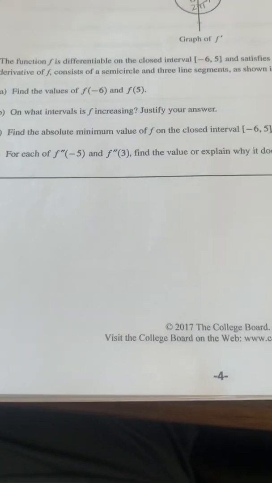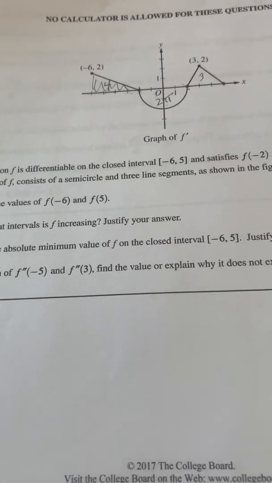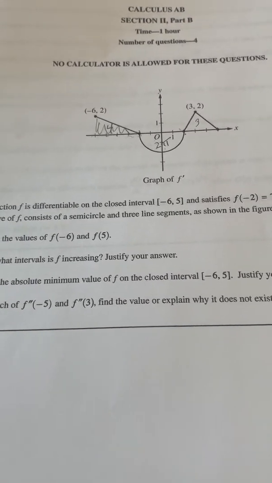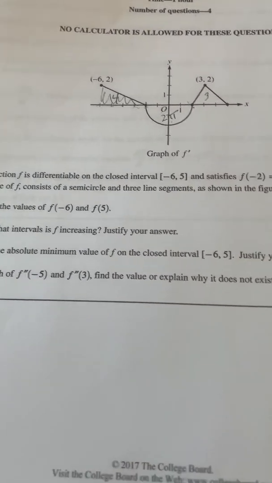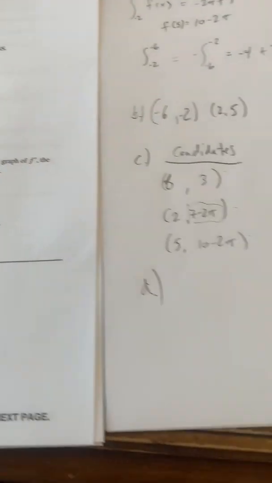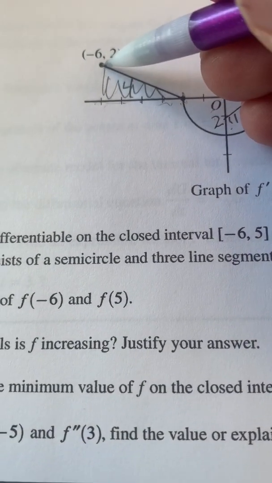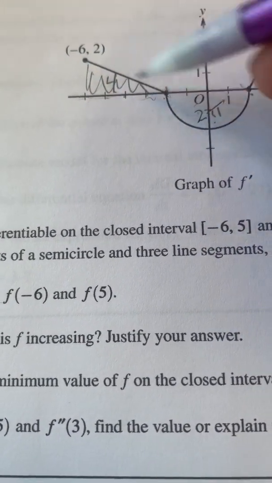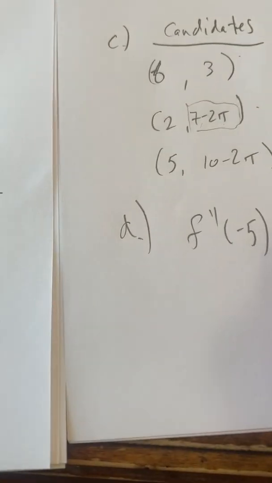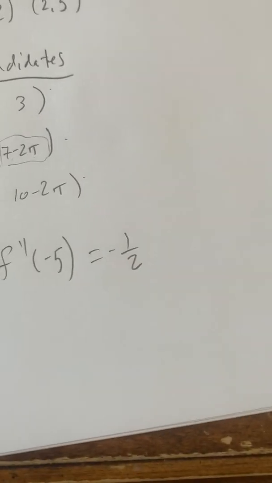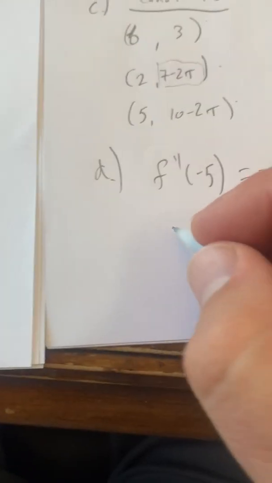So part D says, for each of f double prime of -5 and f double prime of 3, find the value or explain why it does not exist. So f double prime of -5 is the slope right here. This slope is down 2 over 4, so that's a slope of -1/2. Just the slope of the slope.